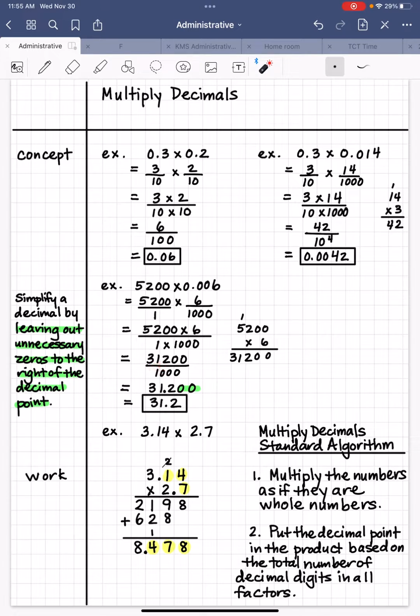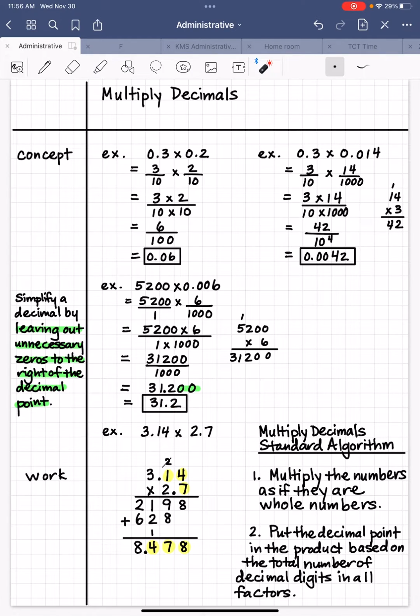If you see this example here, we get 31 200 thousandths, but anytime that there are additional zeros to the right of decimal digits that are not already zeros, we can get rid of them. And the reason why we can do that is because we're dividing both numerator and denominator by, in this case, we're getting rid of 2 zeros, so we're dividing by 10 to the second, which is 100. So to simplify a decimal, we leave out the unnecessary zeros to the right of the decimal point, okay?